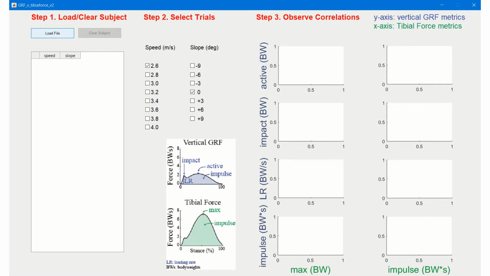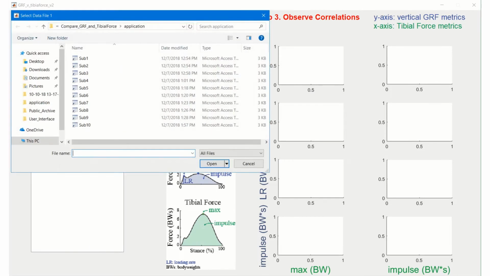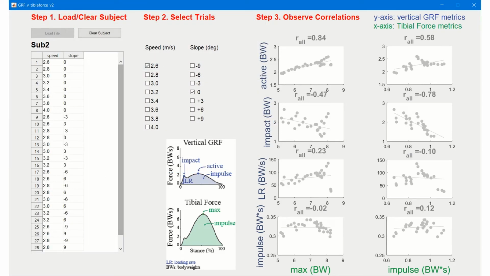Starting with the user interface, you will first want to load one of the 10 subjects. I'm going to load subject 2, but I encourage you to explore each subject to get a sense of the inter-subject variability. Upon loading a subject, the subject you are currently viewing will be noted at the top of the table. This table on the left-hand side of the interface is populated with all the conditions that subject performed. Each condition, or each row, corresponds to a different running speed and treadmill slope.